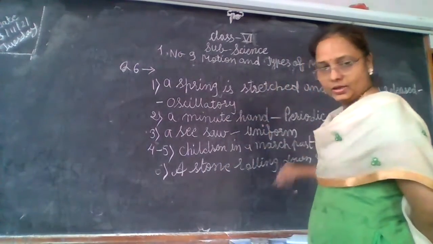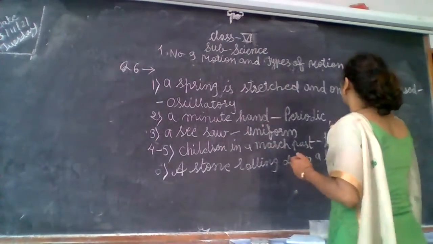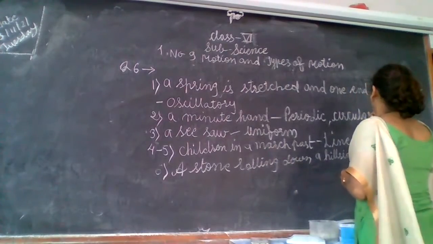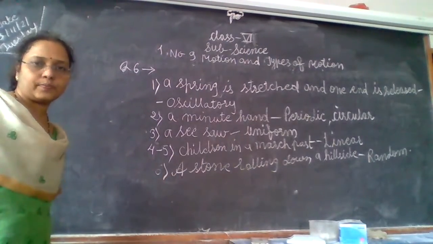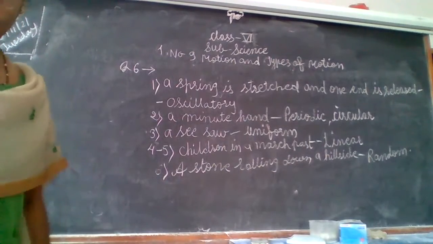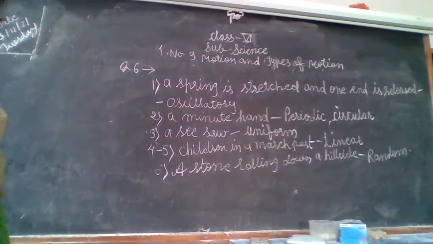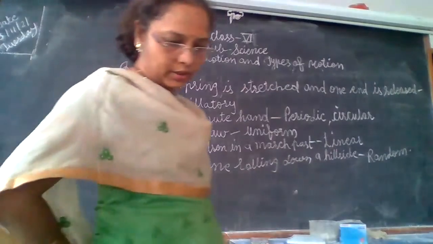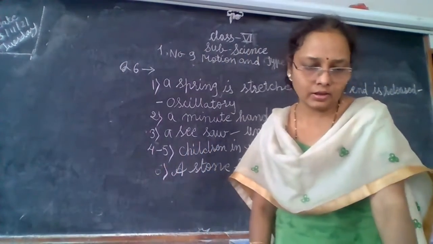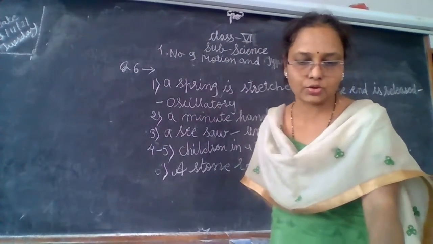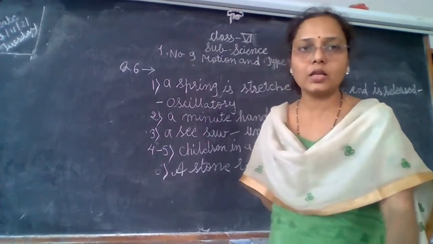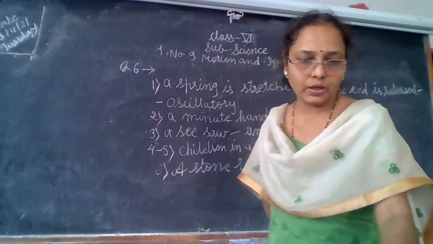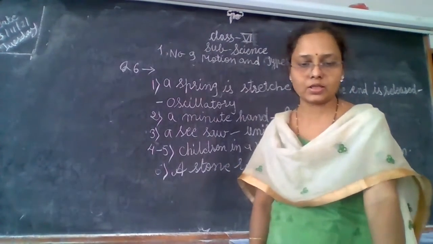Second, a minute hand, it's periodic and circular also. Okay, second, it's circular also. So please note down this. Okay, children. Then one activity. You have to do that activity, making a list of various moving objects in the environment and discuss the type of motion seen in them. It's your homework. So please make a list of different objects and find out its motion.